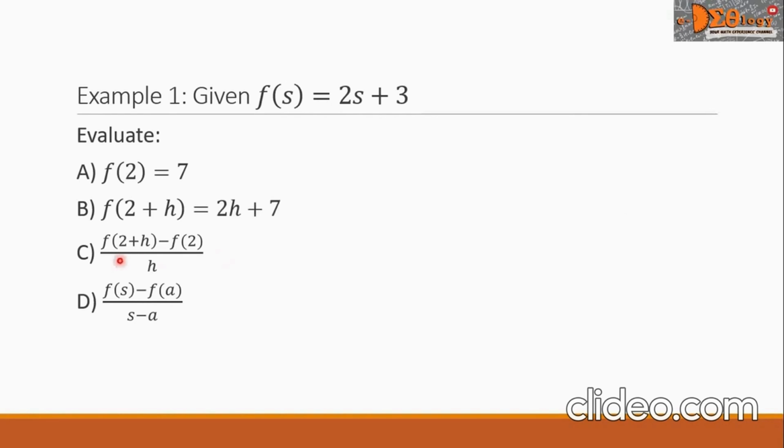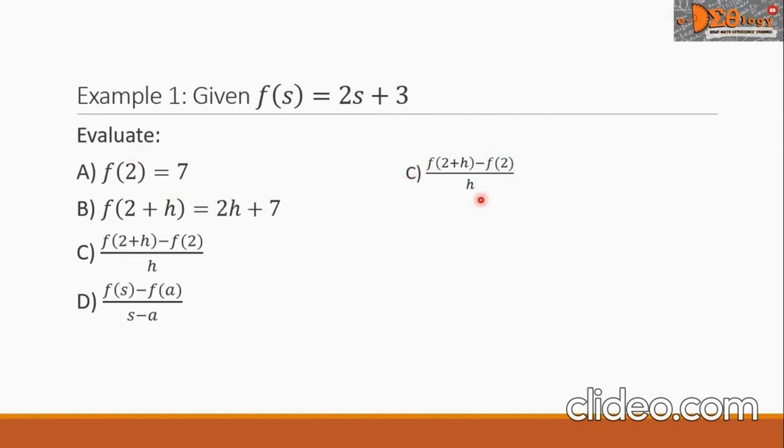Then let's go to letter C. Let us simplify the fraction. The numerator is f of 2 plus h minus f of 2, all over h. I hope you notice that the first function here is our function B, and the second function f of 2 is our first function A. And all over the h.